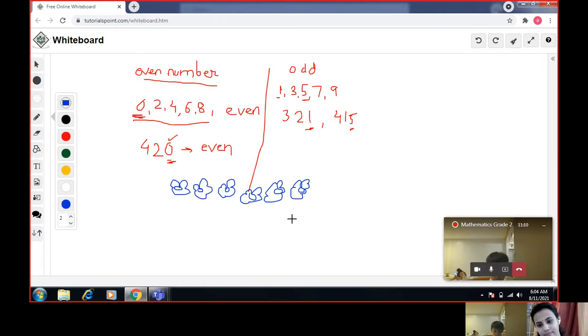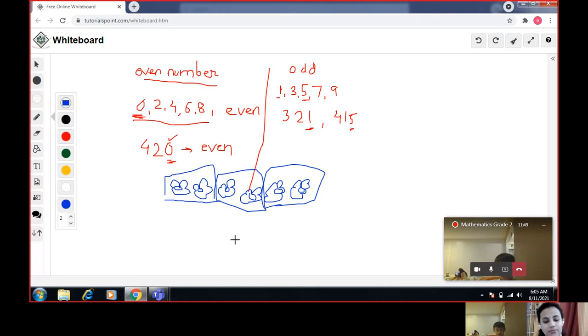3 and 3? No, not 3 and 3. In a pair, there are always two objects. We can make only two in a pair. These two will make one pair, these two will make another pair, and these two will make another pair. So in a pair, there are two objects. How many pairs can we make? We can make three pairs, right.